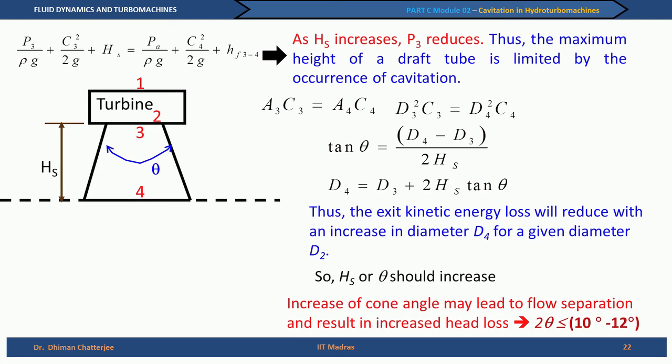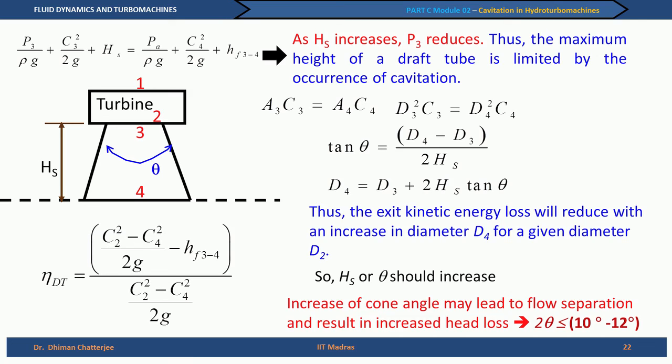And so, we restrict 2 theta between 10 degrees to 12 degrees, and we can say that the draft tube efficiency is given by (C2 square minus C4 square by 2g minus Hf34) whole divided by (C2 square minus C4 square by 2g). Now, this C2 square minus C4 square by 2g is the kinetic energy recovery thanks to the draft tube, and as a result of the presence of the draft tube, we incur a head drop of Hf34. So, Hf34 ideally should be 0, which is not possible, we should try to reduce it.